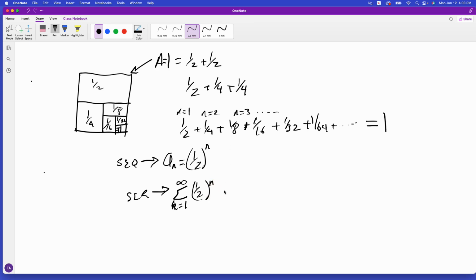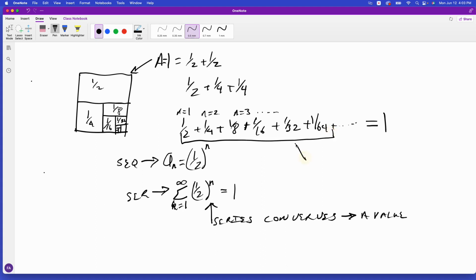And we actually know, because of the way we started this thing off, that this sum is actually equal to 1, which means that this particular series converges. And what it means for it to converge is it means it goes to a value. Okay, it goes to a particular number. And what's really important to point out is that the values of this sequence get small fast enough.